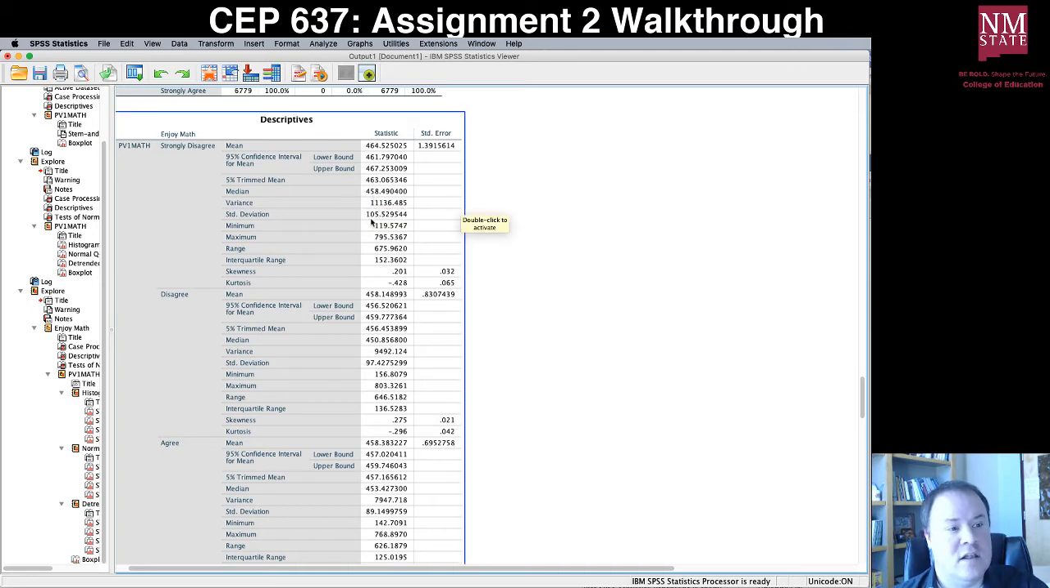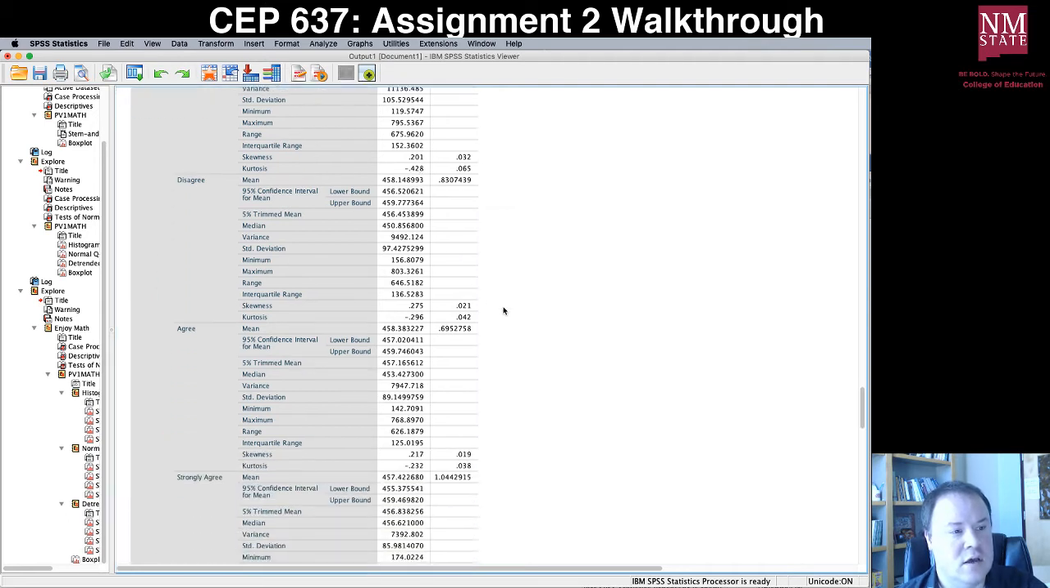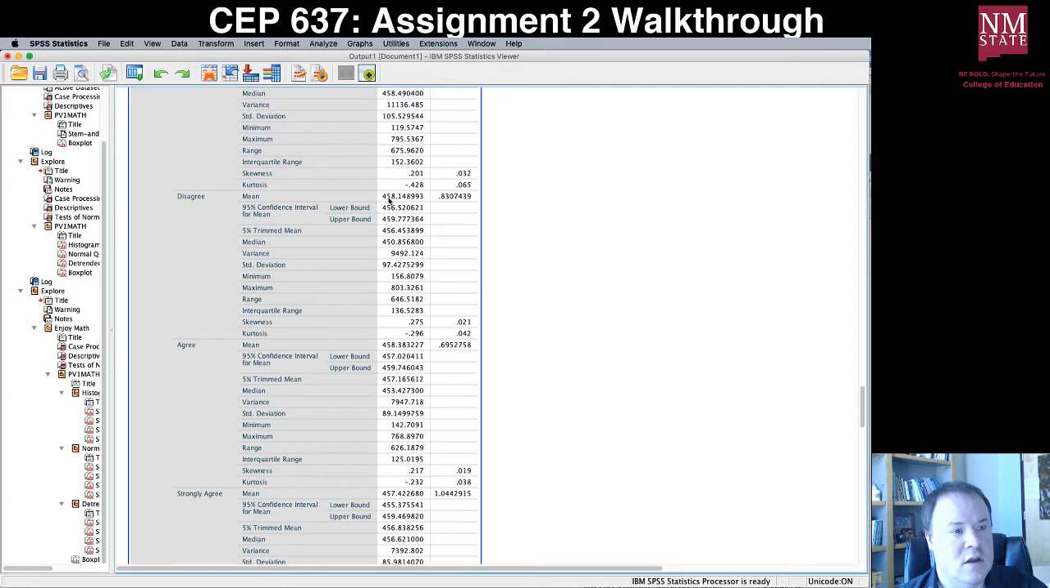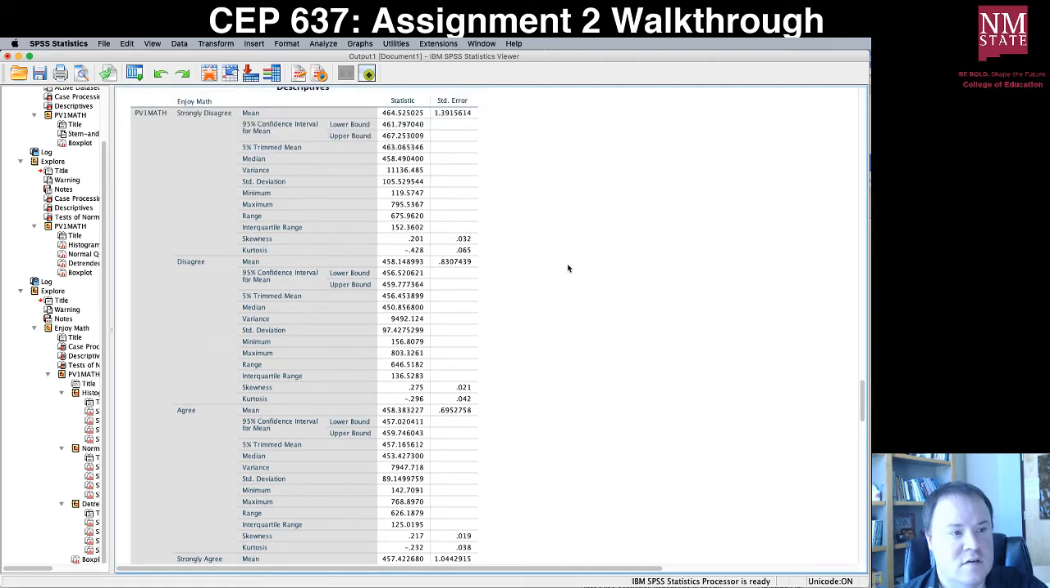Standard deviation is a little bit higher, so there's more widely varying. Minimum 119, maximum 795. Skewness and kurtosis values look okay. Disagree, mean of 458, median of 450, so it is also a little bit skewed to the right, although less skewed, it seems, than the previous group.